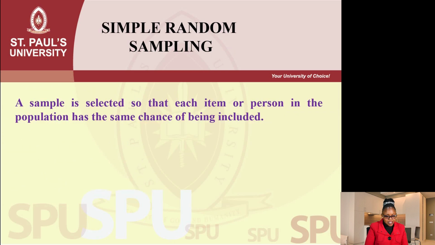So we look at the first one, simple random sampling. What does it mean? A sample is selected so that each item or person in the population has the same chance of being included in the research. So here we are saying that each person or each item or each event, whatever you are researching on, has the same chance of being included in the research.